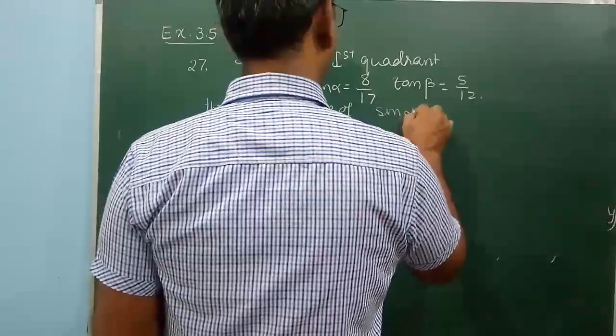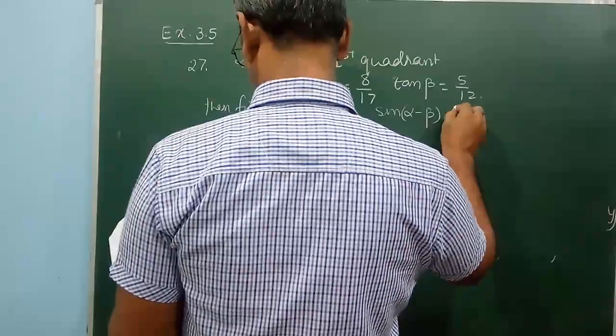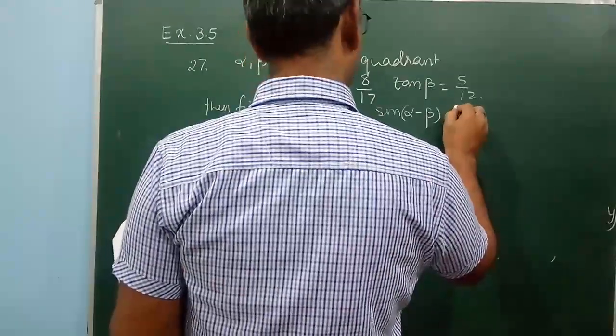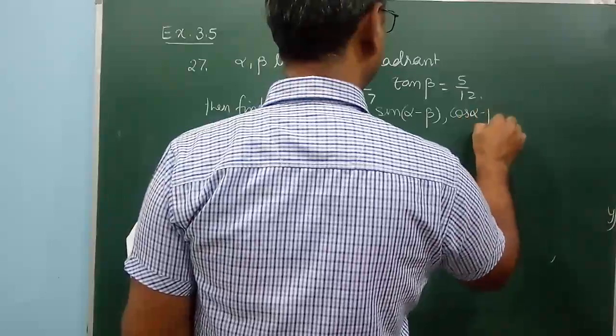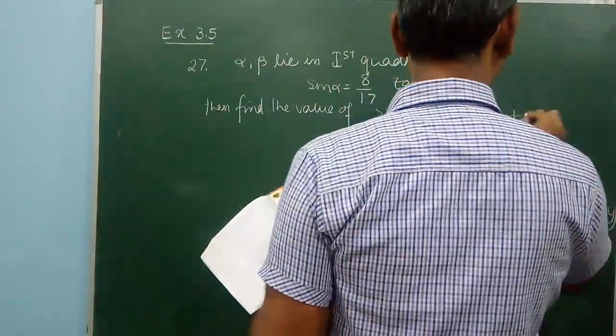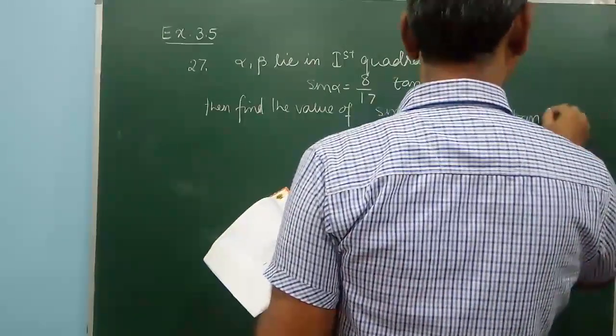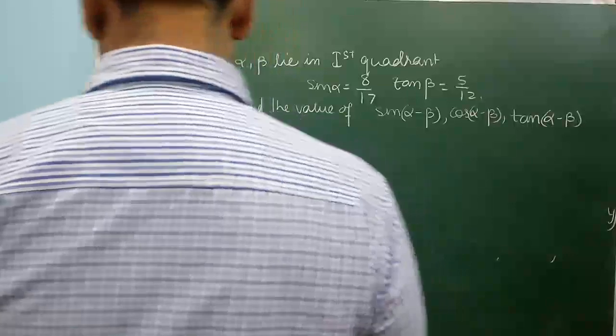sin alpha minus beta, cos alpha minus beta and tan alpha minus beta. This we have to find.